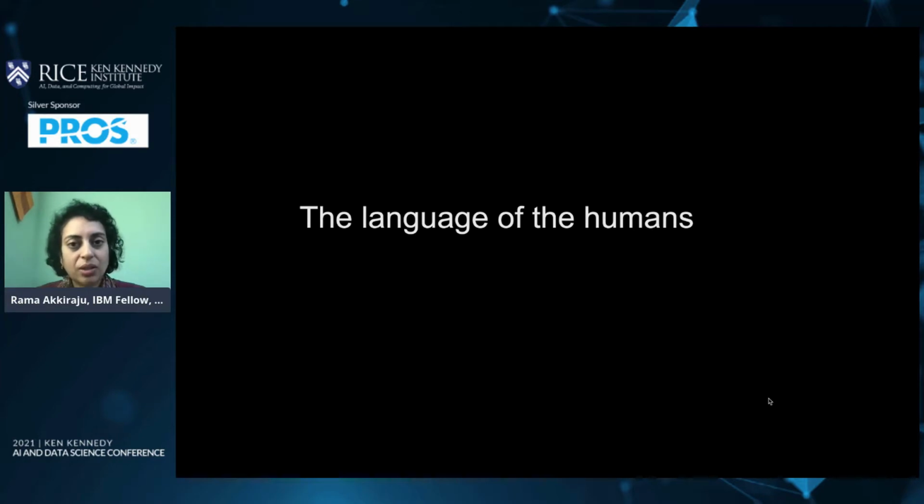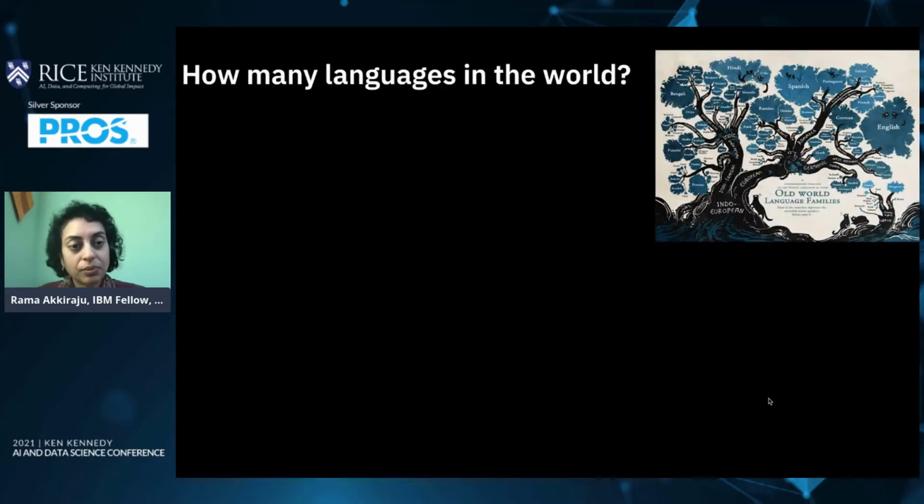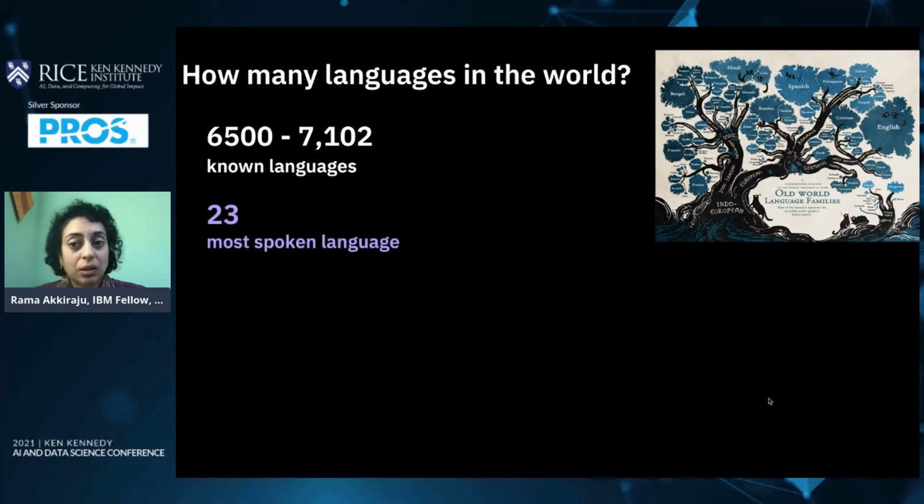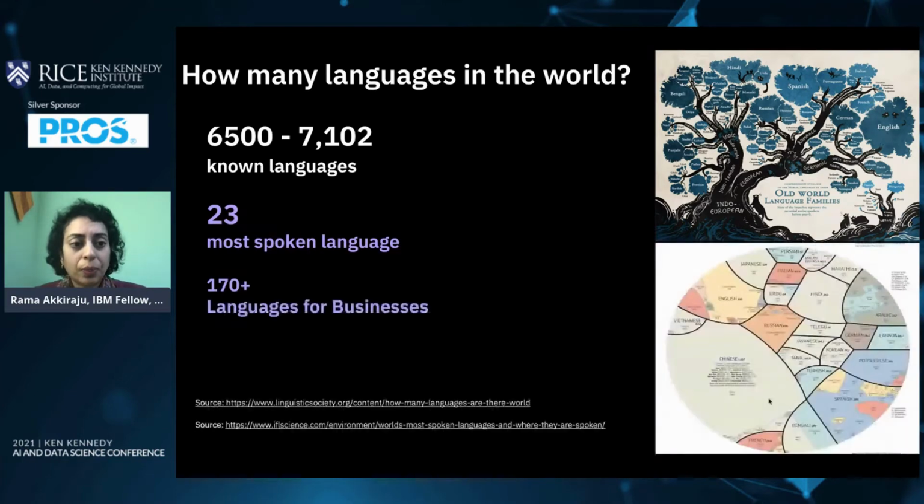First, let's try to understand the language of the humans. How many languages are in the world? It turns out anywhere from 6,500 to 7,000 plus known languages, out of which 23 are the most spoken languages. But businesses typically do their business in 170 plus languages. So when we're talking about the scope and size of the problem, we're talking about this.